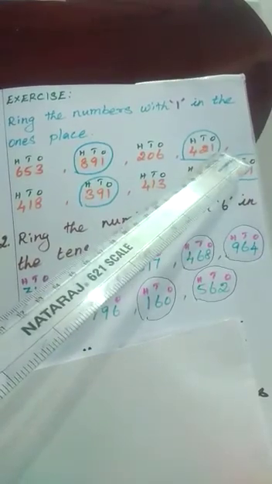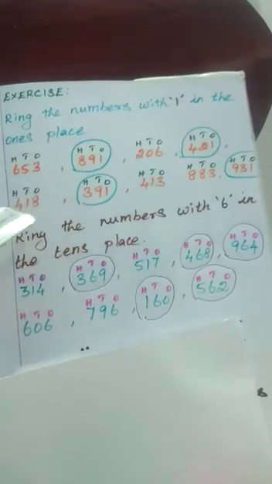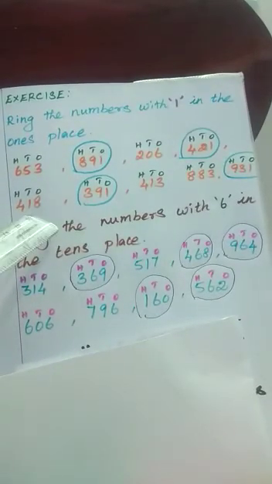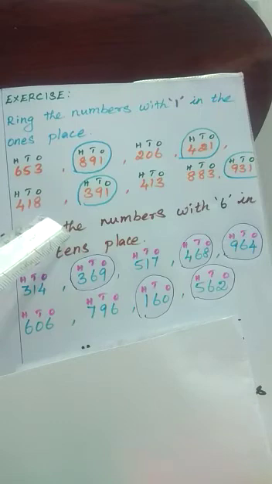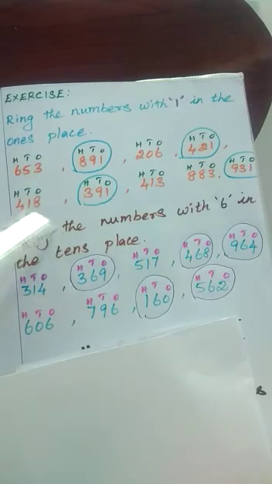421. See that one, what number is in ones place? 1. So you have to circle this number. Like that, you have to see the next number. 418. See that one, what number is in ones place? 8. So if you want to circle, no, because 8 is in the ones place, you have to leave it.